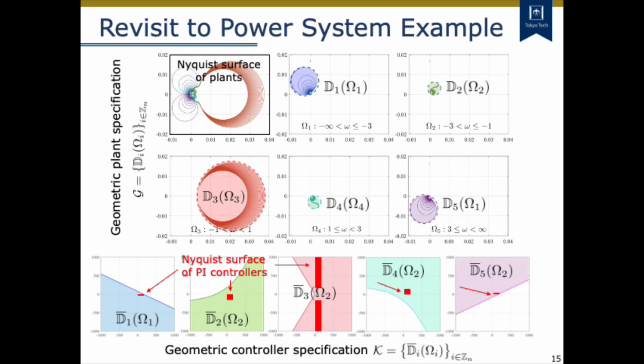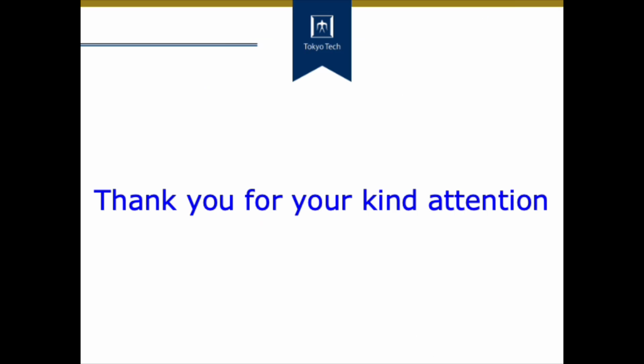Here, let's see the application example for power system models introduced in the beginning of this talk. As a simple example of a controller model set, we consider the set of PI controllers here. When we vary the controller gain in some range, the Nyquist surface of PI controllers is obtained as red boxes, as shown in these figures. Clearly, all the red boxes are inside the obtained domains, so we can prove that any combinations of plants and controllers are internally stable. This is the end of this talk.